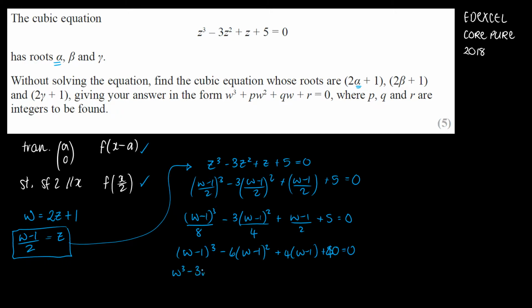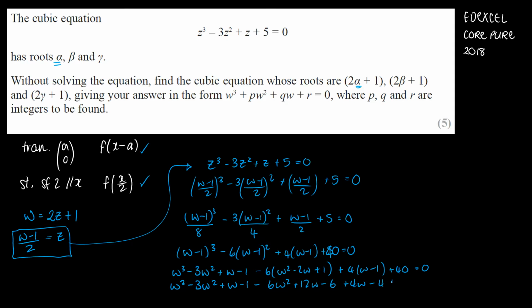w cubed minus 3w squared plus w minus 1, minus 6 lots of w squared minus 2w plus 1, plus 4 lots of w minus 1, plus 40 equals 0. I hope this is going okay. I'm sure you will be letting me know across the sound waves if it isn't. Minus 6w squared plus 12w minus 6, plus 4w minus 4, plus 40. And we've got w cubed minus 9w squared. This is looking good. This is looking good.